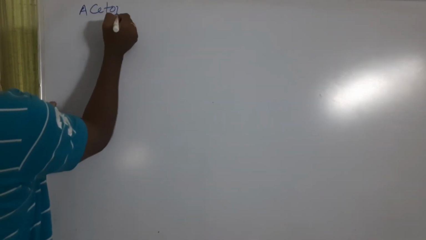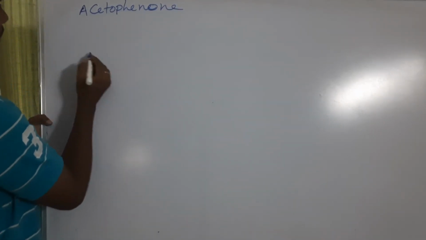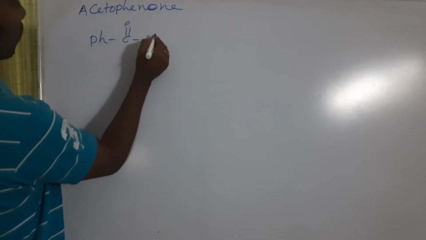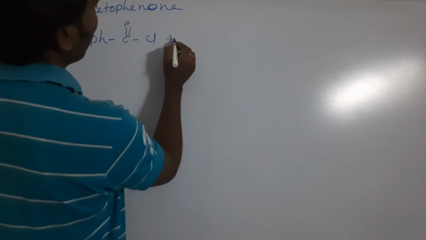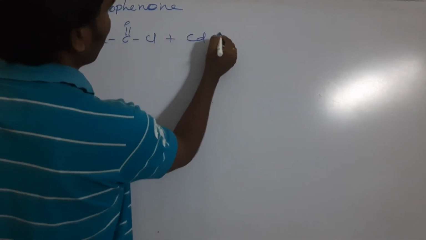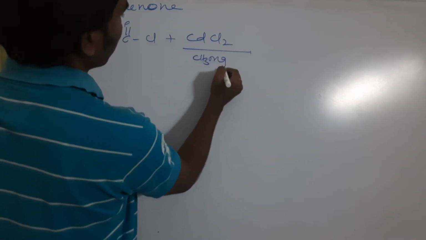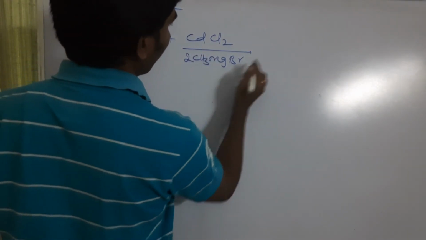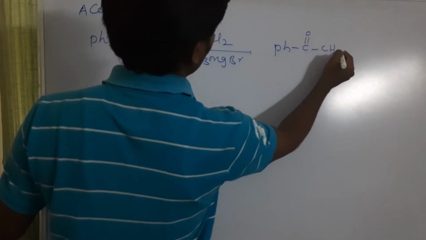I want to prepare acetophenone. Then how to prepare acetophenone from this method we are going to check. So for the preparation of acetophenone we need to take benzoyl chloride now. So this benzoyl chloride will react with cadmium chloride and CH3MgBr, 2 moles of CH3, then only it will form. So PhC double bond O CH3 will form, right?